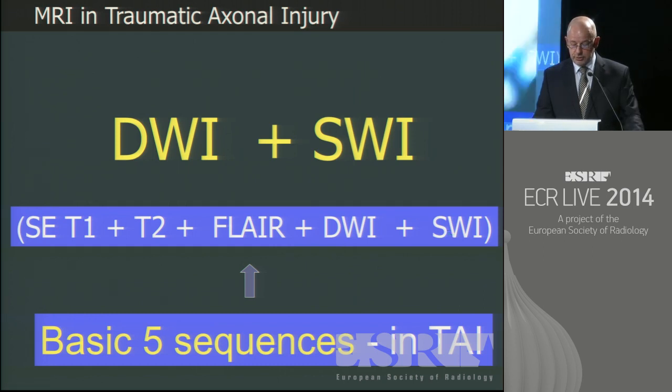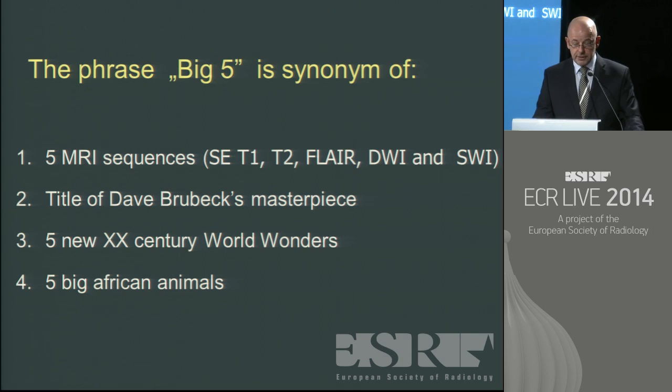So just to keep in memory, I have a question for you again. The phrase Big Five is a synonym of 5 MRI sequences used in traumatic axonal injury. Title of Dave Brubeck's masterpiece. I think that this question can be answered only by already raised stars. 5 new 20th century world wonders, or 5 big African animals. Who is for the first? Right, okay, quite a lot of people. Who is for the title of Dave Brubeck? None. 5 new 20th century world wonders by the UNESCO. 5 big African animals. Right, not too many.